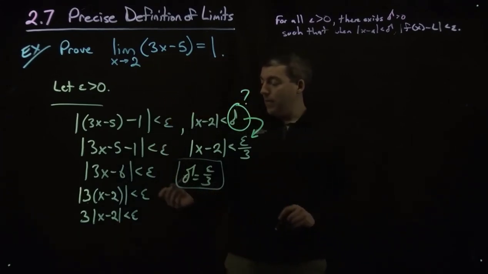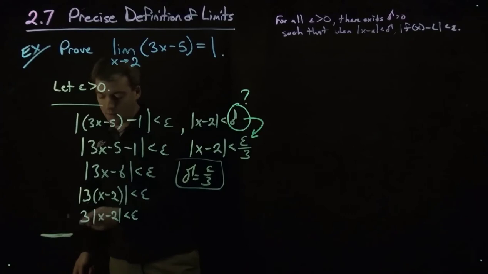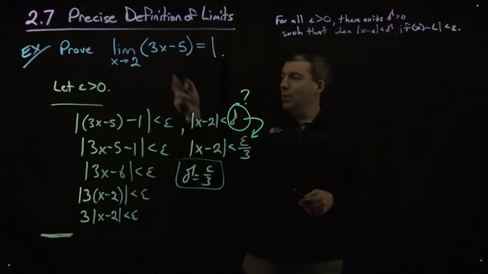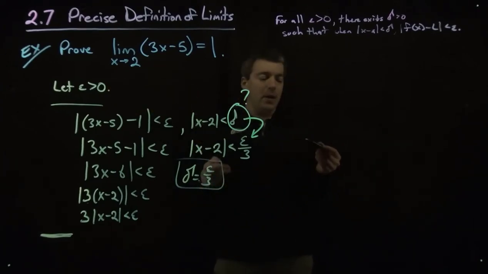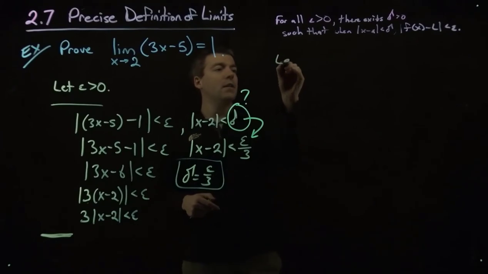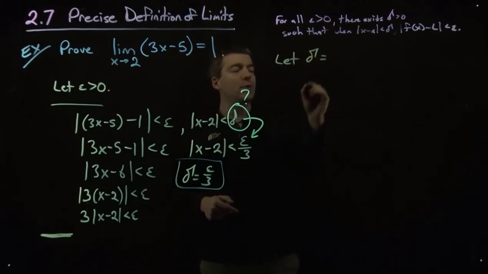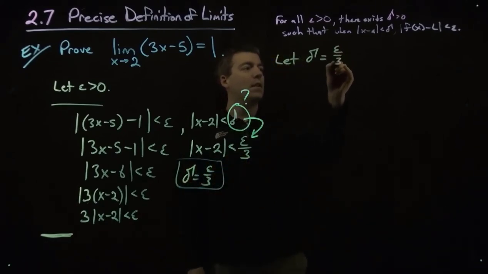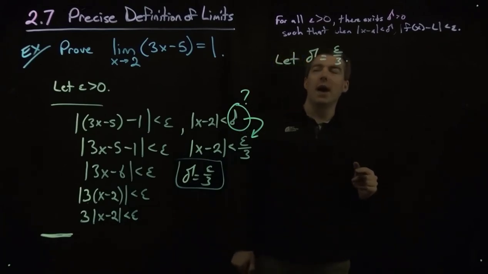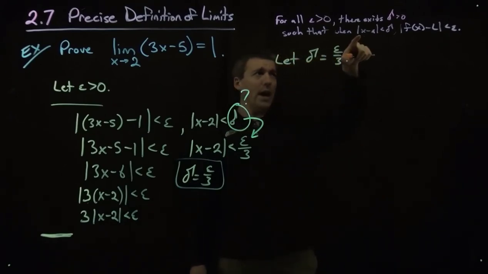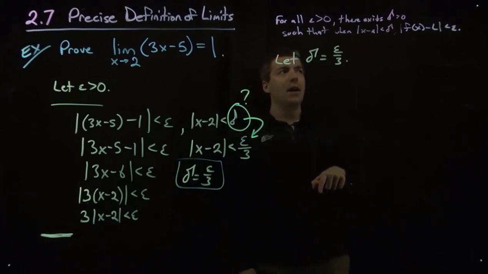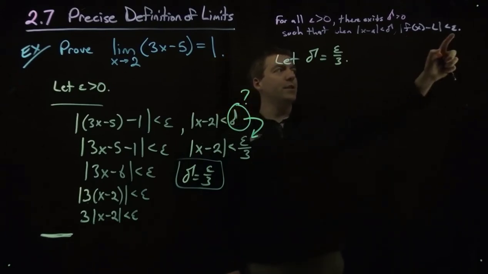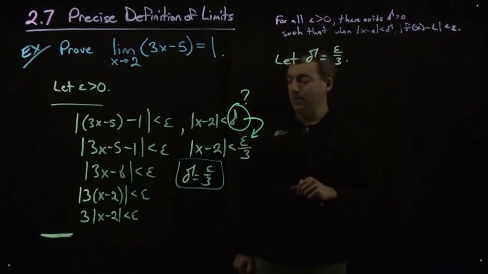Okay, now that we found the delta that corresponds to this epsilon, we can continue with the argument for this limit. So we've let epsilon be greater than 0. We're going to now let delta be equal to what we've determined it needs to be, and that's epsilon over 3. Okay, and now we want to show that when x is within delta of 2, epsilon over 3 units of 2, then the function is within epsilon units of the limit.